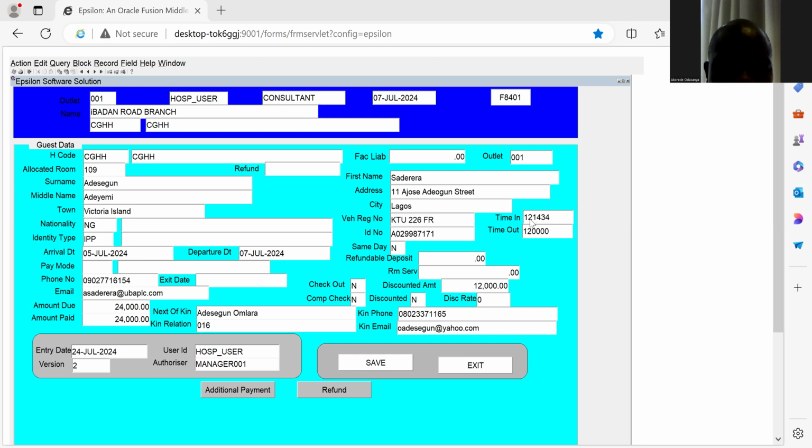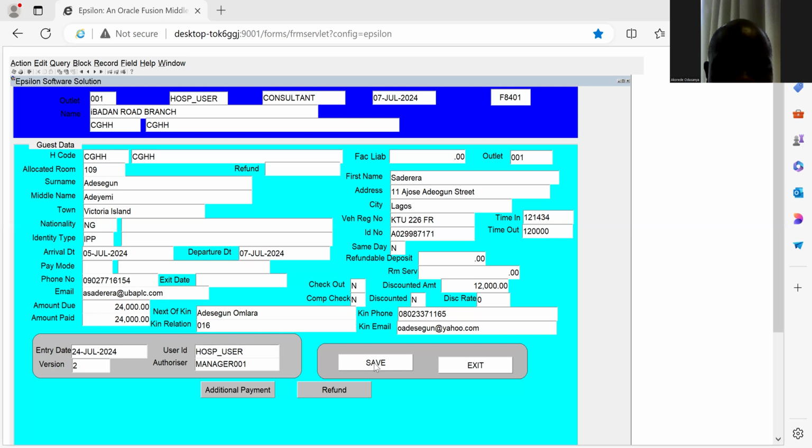Again, this is the time in, this is the time out. This time out is the time he needs to check out at any point in time. So it means on this day of 5th July, the guy checked in at this time, and is supposed to check out at this time. That's why you are seeing that message that he is due to check out in an hour, 15 minutes, and 4 seconds. Now, all you need to do here is just save.